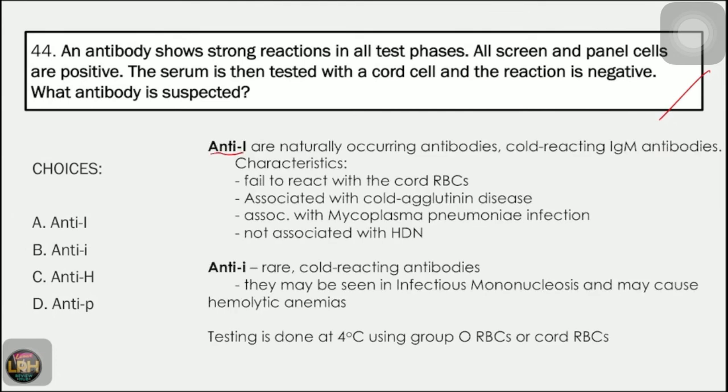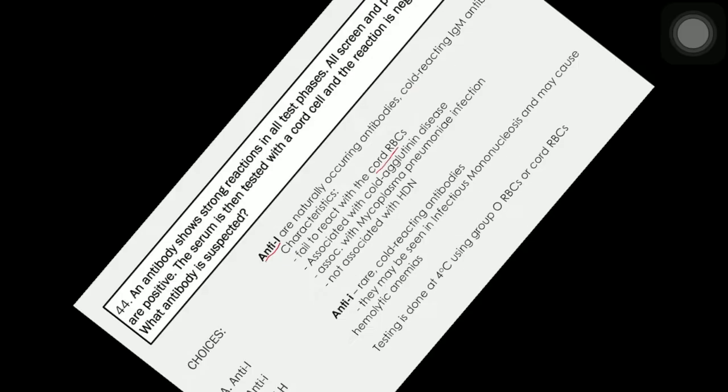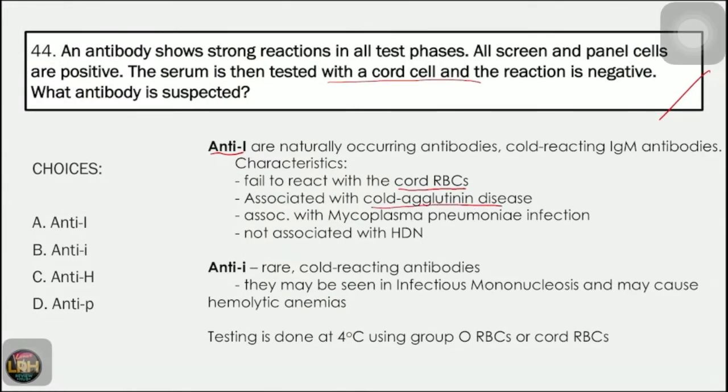Anti-I, the big I, are naturally occurring antibodies. They are cold reacting IgM antibodies. So their characteristic is they fail to react with the cord red blood cells. They are associated with cold agglutinin disease. Therefore, this is associated with infection caused by Mycoplasma pneumoniae. And unlike other choices, this is not associated with hemolytic disease of the newborn.